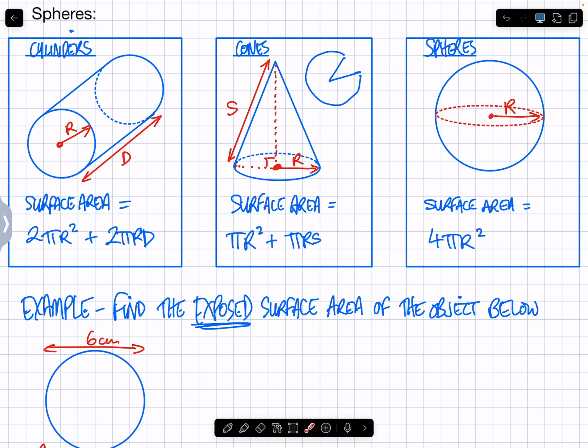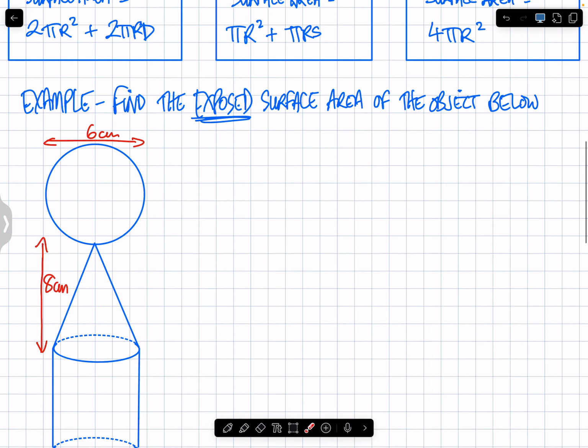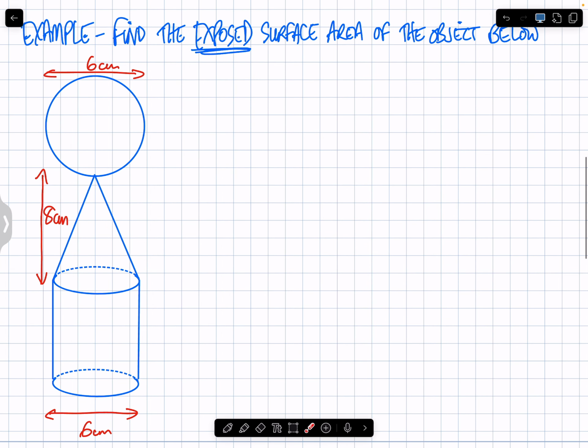So you got those 3 formula there. Find the exposed surface area of the object below. So what shapes do we have in this object? Sphere, cone, cylinder, those shapes that I just gave you. Are all surfaces going to be exposed in this? No? You got a couple of circles that should be hidden there because the cone and the cylinder are joined.